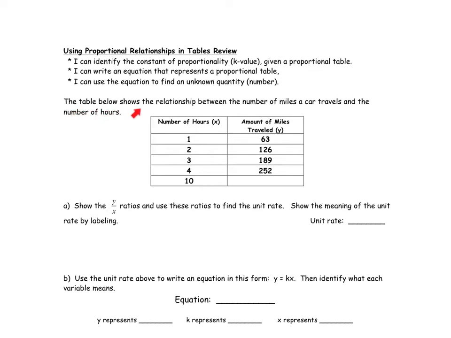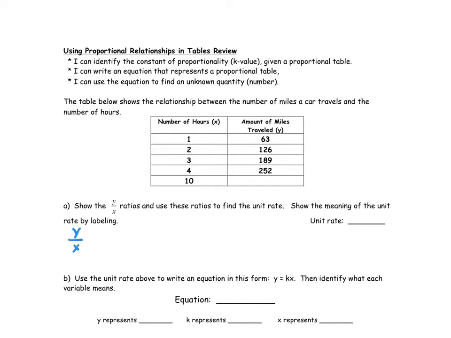So this table below shows a relationship between the number of miles a car travels and the number of hours. The X column talks about hours, and the Y column talks about the amount of miles traveled. It says show the X over Y ratios and use these ratios to find the unit rate. Show the meaning of the unit rate by labeling. So this also, what I'm going to do, proves whether a table is proportional.